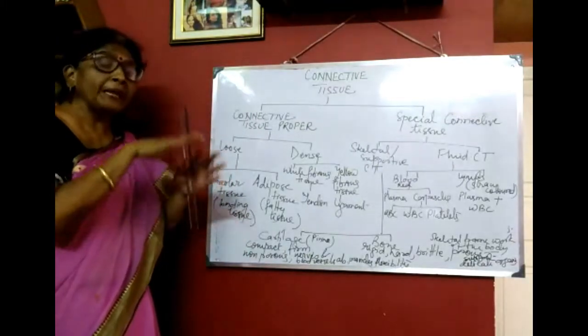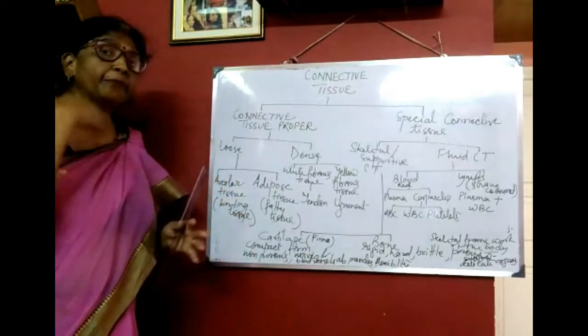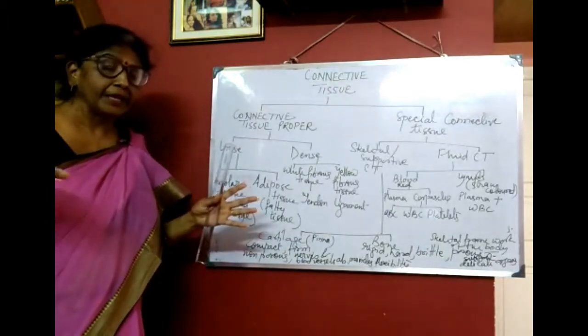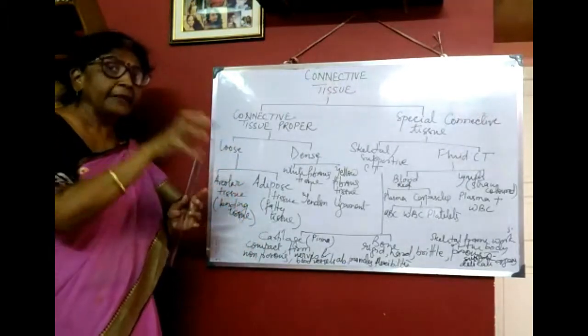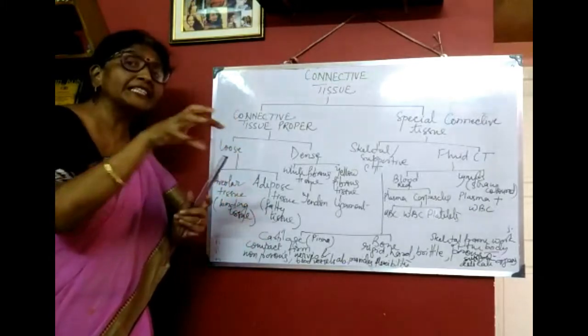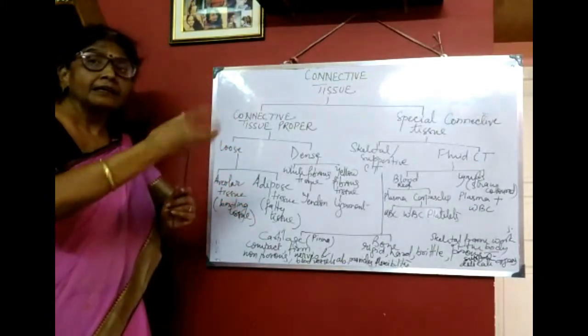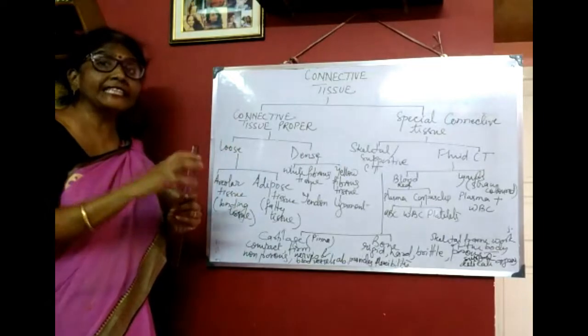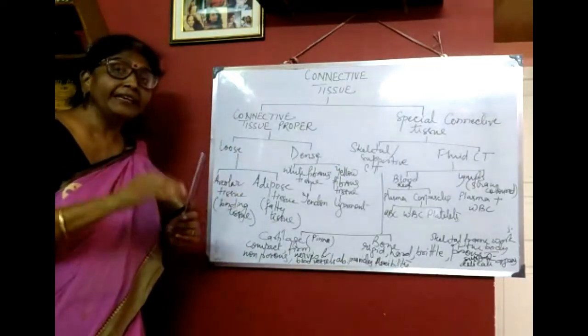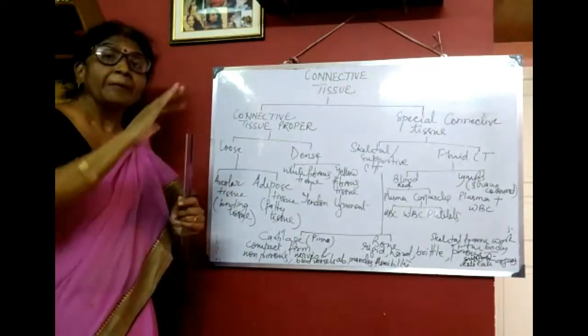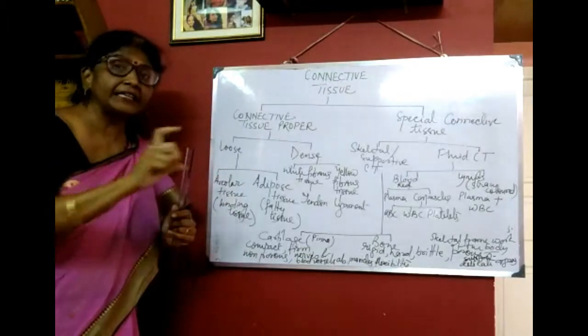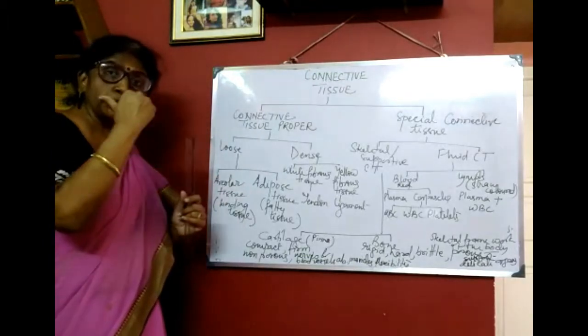That means mainly it is present in the adipose layer of the skin. The adipocytes, that means the fat storing cells, look like ring shaped structure. We call it a signet ring structure. Mainly in some of the animals, blubber is there. That means the thick fatty tissue which acts as insulating layer.